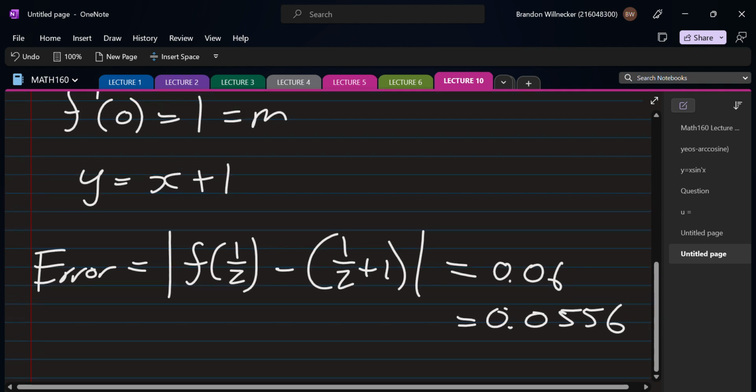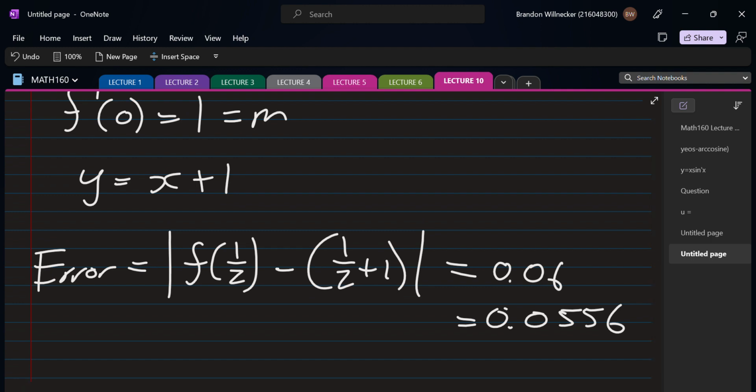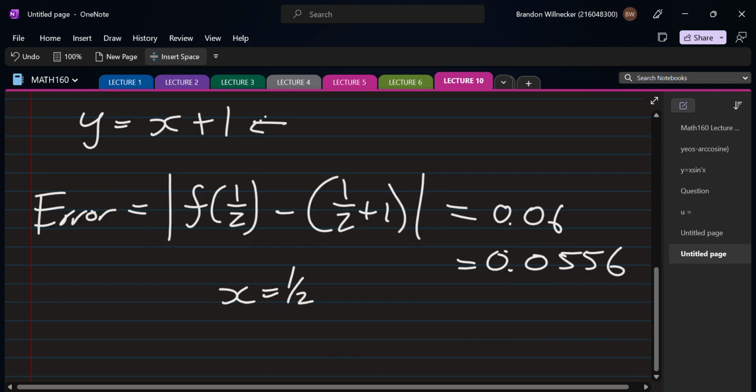Again, the error is an absolute value. Please remember that. I don't want to see negative errors. The function value at the point given minus the approximation value, again at the point given. So in both cases, that's x equals 1/2. Problems I saw with this: a lot of students didn't know the error at all, so they didn't know what to do. So they just substituted x equals 1/2 into the linear approximation. Please don't do that. The error is the difference between the actual function and the approximation.